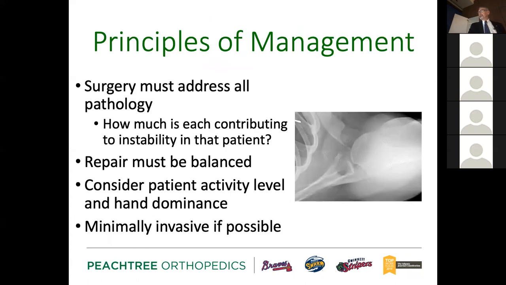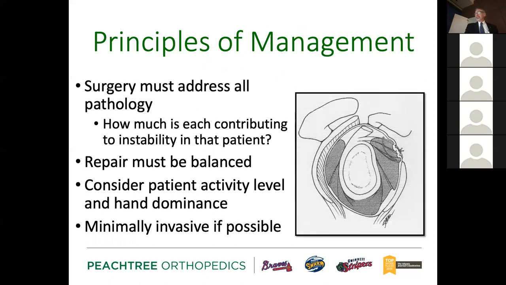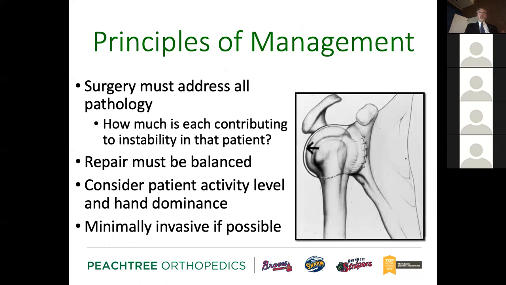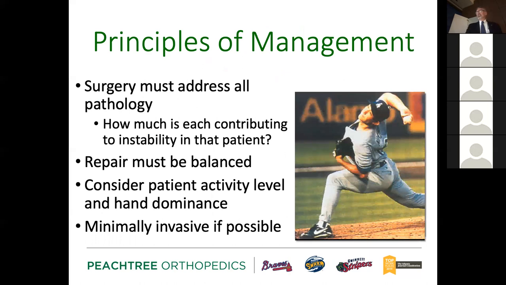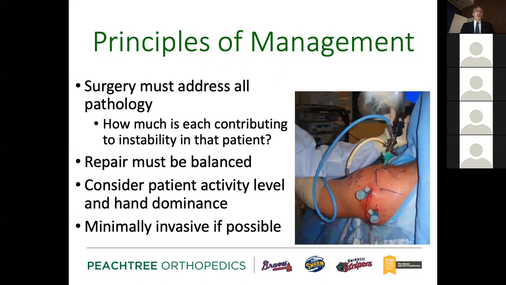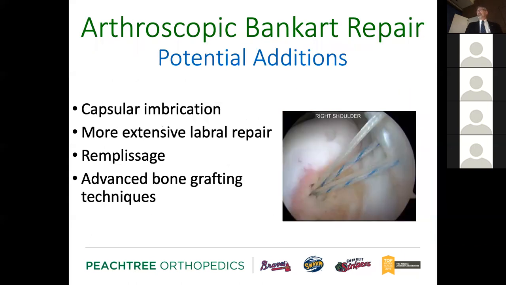Okay, so the principles of management, when you're dealing with instability, is you've got to address all the pathology. In your own mind, you've got to figure out how much each of these pathologic entities is contributing to overall instability in the patient. You want to have a balanced repair, so you're not too tight in the front, too loose in the back. Then you want to consider the patient's activity level. What do they need to do with that arm? What can you afford to do surgically that's not going to restrict them too much? Certainly, if you can do this in a minimally invasive fashion, you're better off. But again, there's no sin to opening a shoulder either.